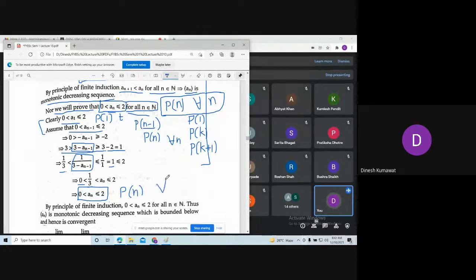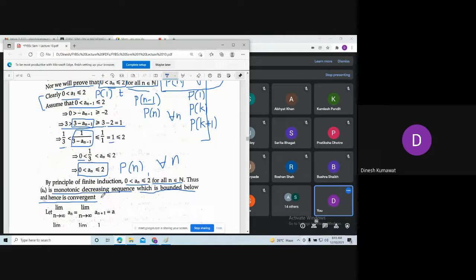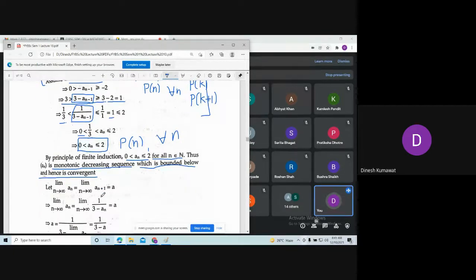Hence, it is true for all n. So by the principle of finite induction, a_n is lying between 0 and 2, where this 2 is included, and this is true for all n. Thus, a_n is a monotonically decreasing sequence which is bounded below, and hence convergent. And if it is convergent, then you need to check where it is converging.